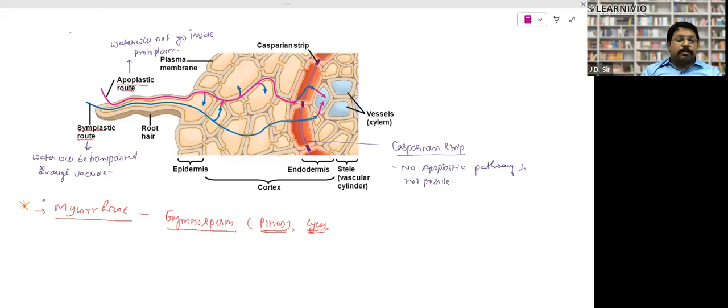But in gymnosperms, the roots are not capable of absorbing water efficiently. So what happened? Try to understand: around the root of gymnosperms, there is a fungal covering. Fungus makes a cover, right? That helps the plant absorb minerals and water. This combination is called mycorrhiza. This structure is called mycorrhiza. Tell me, is that clear? Yes, sir. Okay. What do you have to remember? The example. That is the question.